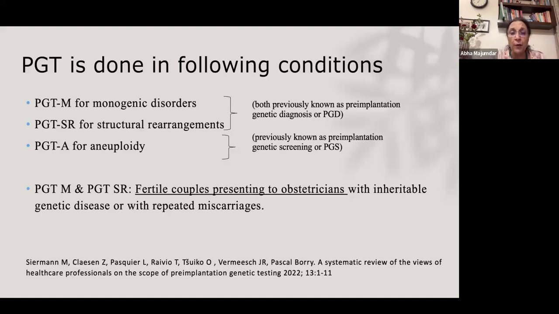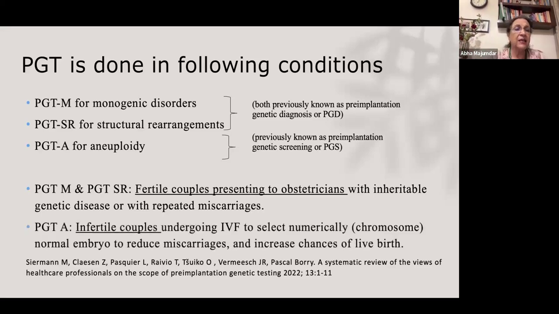So these come from the parents and they lead to genetic diseases which are either incompatible with life or very difficult to manage all across life. Or such patients also present with repeated miscarriages. So wherever you have two or more miscarriages, please test the parents' karyotype to see if structural balanced translocations are there or not. PGT-A is specially for clinicians who practice IVF, and this is for infertile couples undergoing IVF.